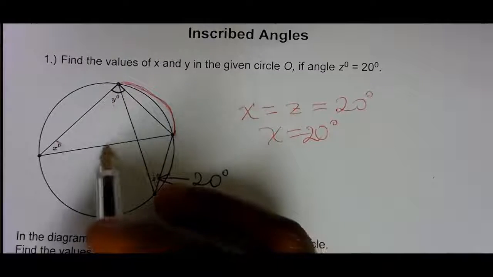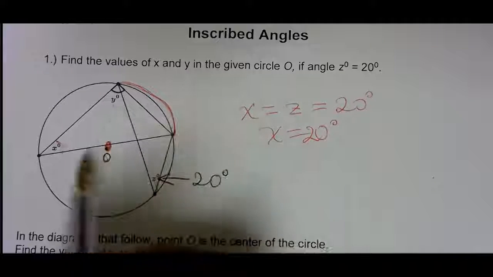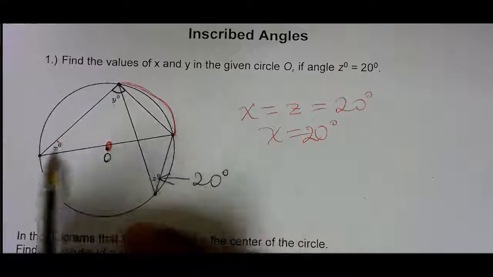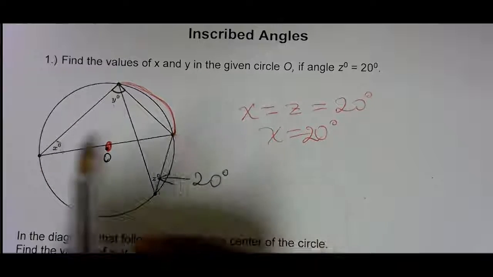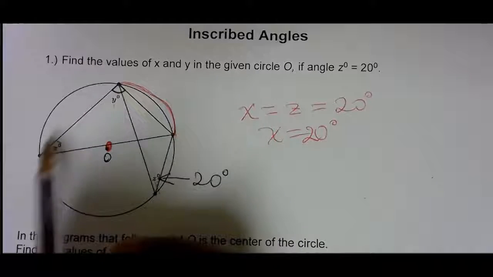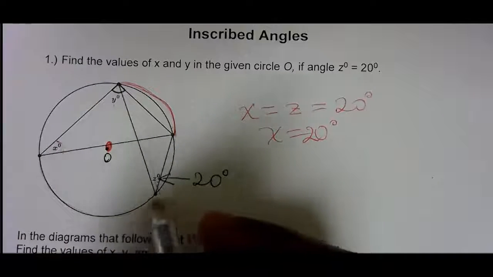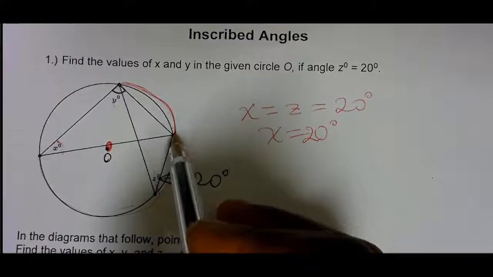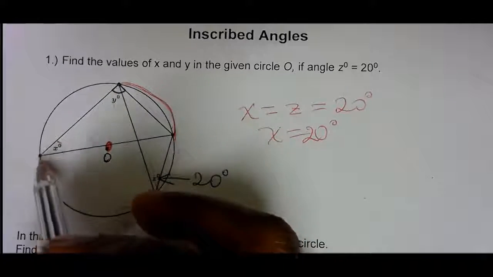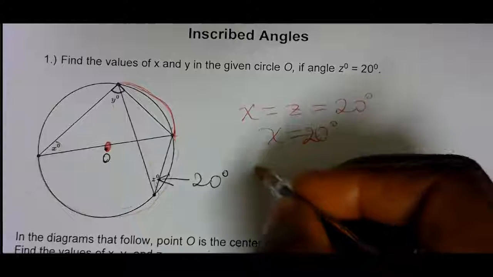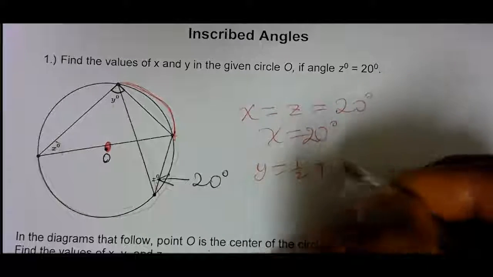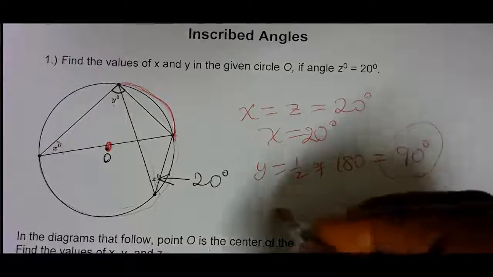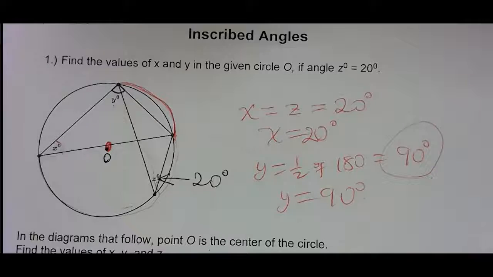Well, we notice this chord runs from the middle of the circle. So this chord is the diameter. If it is the diameter, then angle y sustains half of the circle. If it sustains half of the circle, which is 180 degrees, then y is 1/2 of 180 degrees, which is 90 degrees. So y is 90 degrees.